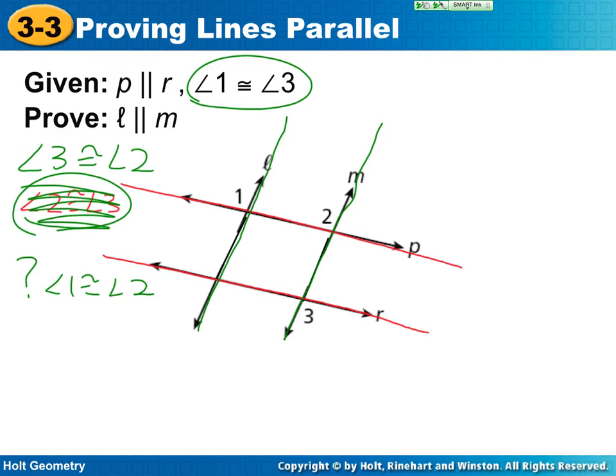And once we know angle 1 is congruent to angle 2, you told me those are corresponding angles. So that can get us L parallel to M by the converse of the corresponding angles postulate. There is a proof. Did you follow it? Thumbs up or down? Followed it?